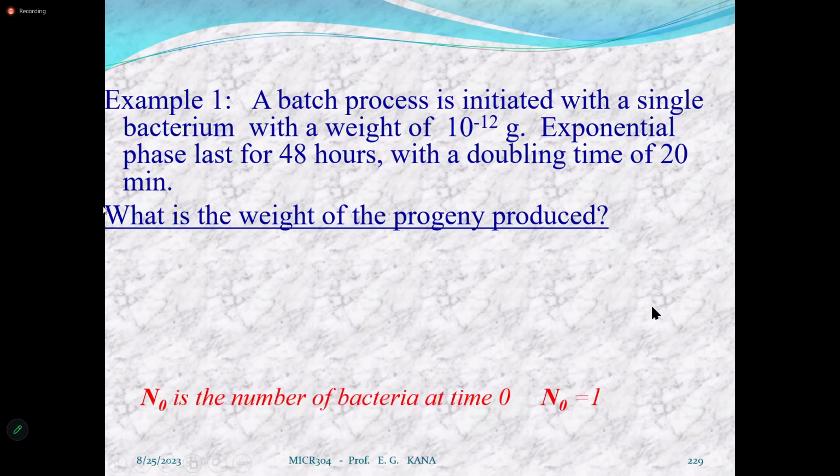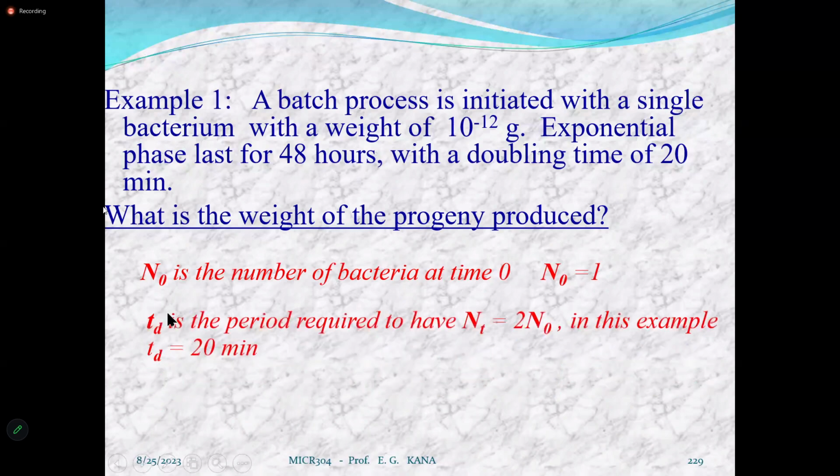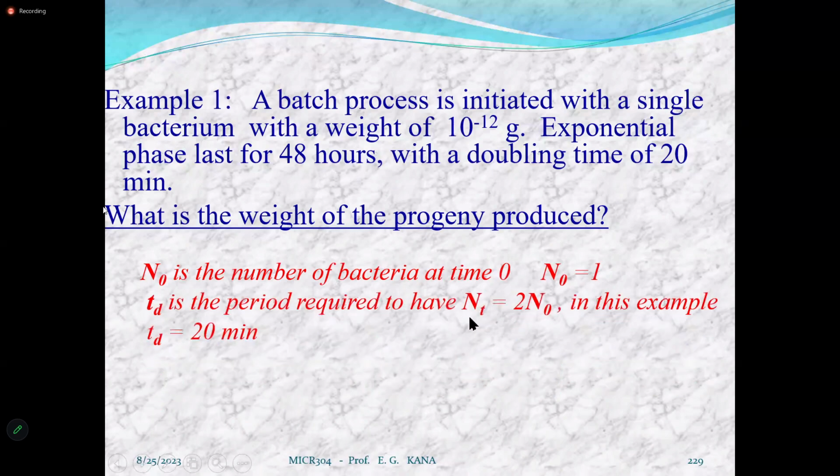Let's see, what do we have here? We said a batch process initiated with a single bacterium. That is, we have our N initial, N0, which is 1. What other parameter is available? They said TD, the period required for the cell to double, that is, 20 minutes. Our doubling time is 20 minutes. The period required for the cell to double, to have produced 1 generation, is 20 minutes. That's our parameter that we have.